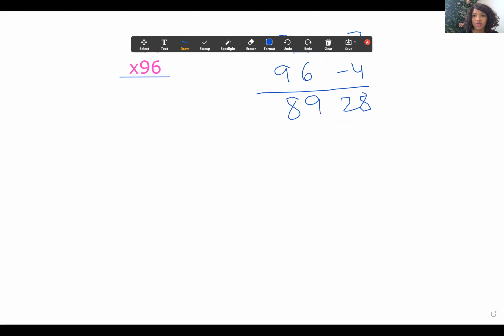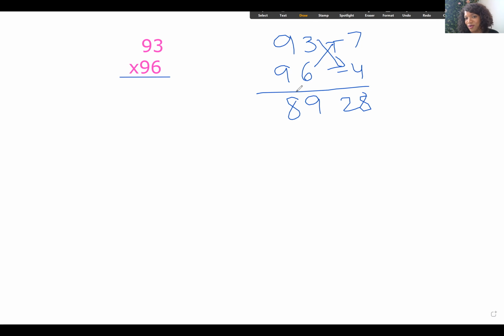So then we have crossways. Whichever number you take out, it'll give you the same answer. So if you take 93 take away 4, you get 89. And 96 take away 7, you get 89 anyways. And after, you just multiply the last two digits. Do you want to try another one to see if it works?